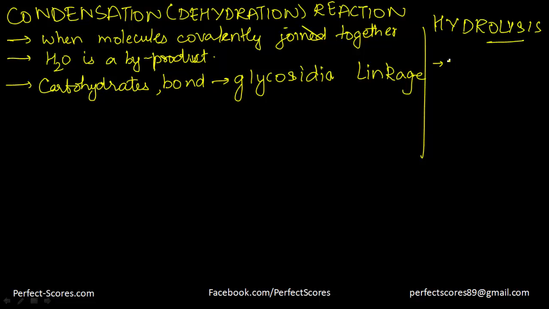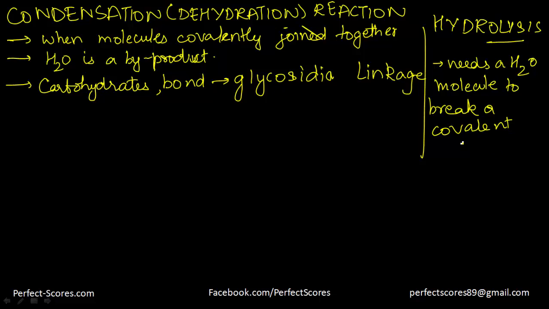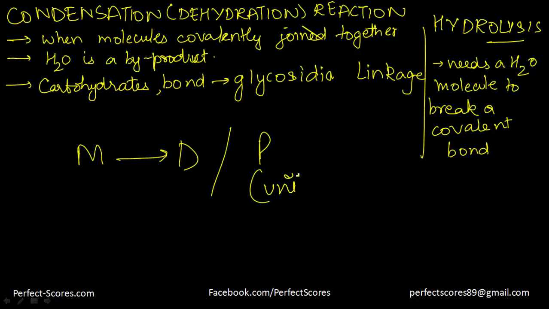which needs a water molecule to break a covalent bond between two subunits. Now monosaccharides are single monomers that will be joined to form disaccharides, but sugars that contain multiple subunits, more than 10, are called polysaccharides. So usually they have more than 10.